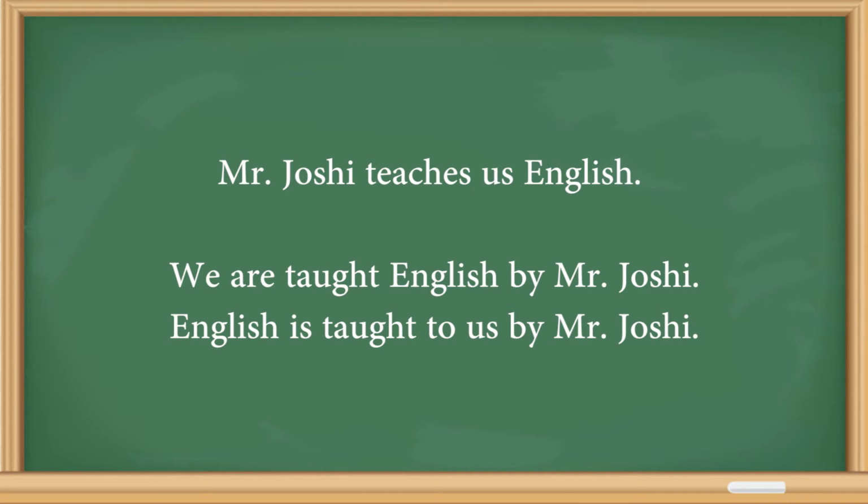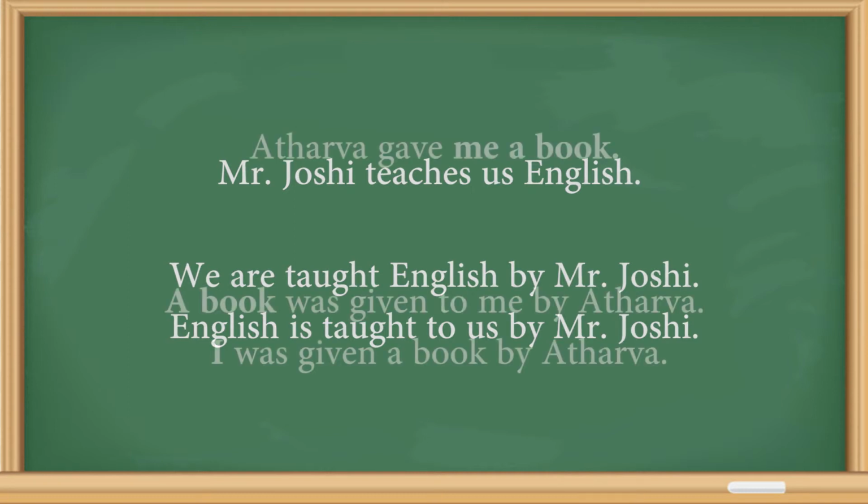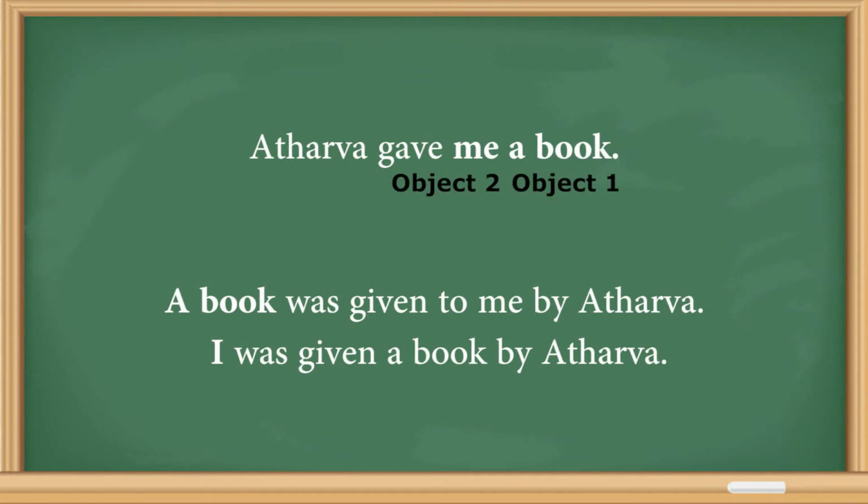Now let us convert it into passive. First, we are taught English by Mr. Joshi. English is taught to us by Mr. Joshi. Then Atharva gave me a book. Atharva gave what? A book. Object number 1. Atharva gave to whom? Me. Object number 2. So two ways of converting. I was given a book by Atharva. A book was given to me by Atharva.